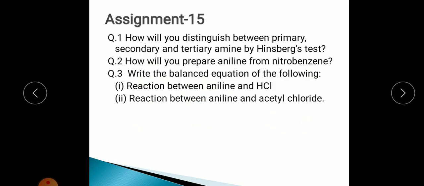Fine. Now, today's assignment number 15. Question number 1. How will you distinguish between primary, secondary, and tertiary amines by Hinsberg test? Explain this with the help of chemical equations. Question number 2. How will you prepare aniline from nitrobenzene? And question number 3 is, write the balanced equation of the following. 1. Reaction between aniline and HCl. 2. Reaction between aniline and acetyl chloride. So complete this assignment and send it to my mail.